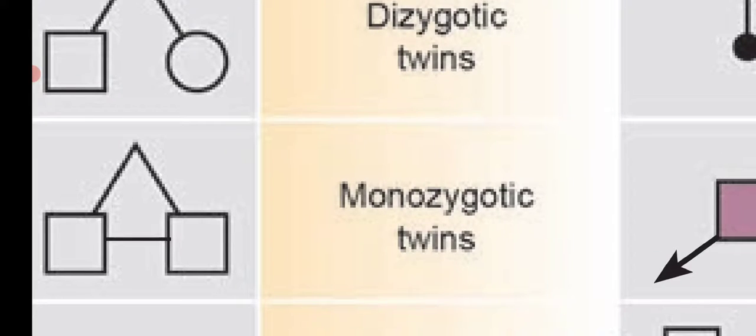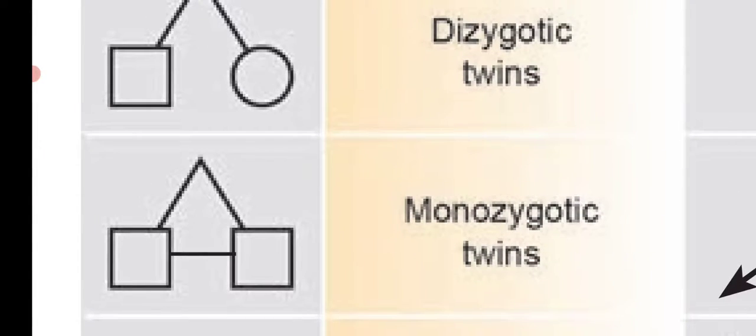And monozygotic twins: when one sperm fertilizes one egg, the fertilized egg undergoes division. It splits into two equal halves and each half develops into a separate embryo. That is called monozygotic twins. Monozygotic twins are always either both male or both female. There is no chance of one male and one female.